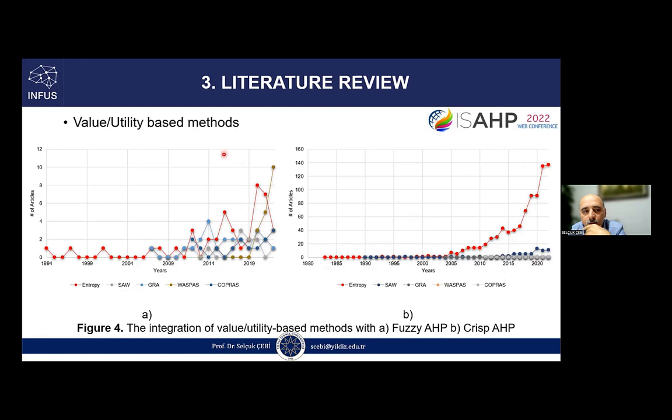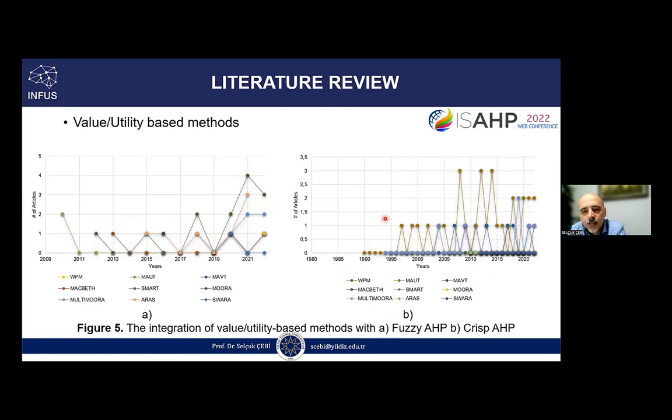When we check the value utility-based methods, in this section, the entropy method is the most integrated method with both classical and fuzzy AHP studies. And also the classical integration is bigger than fuzzy studies. And on this screen, we can see the situations of the other utility-based methods.